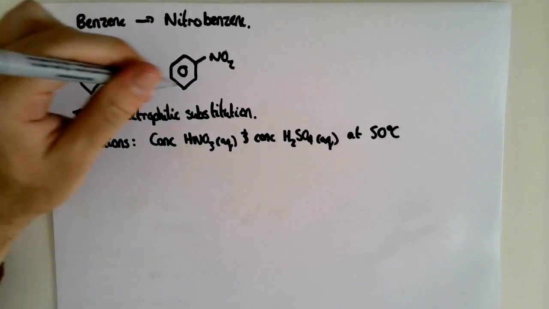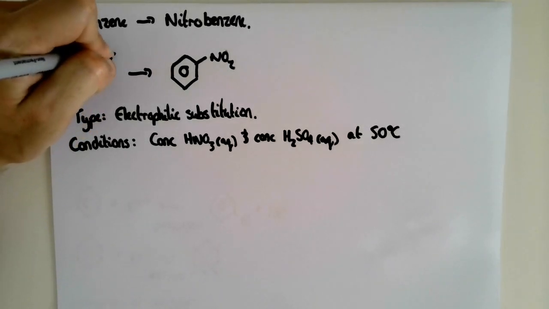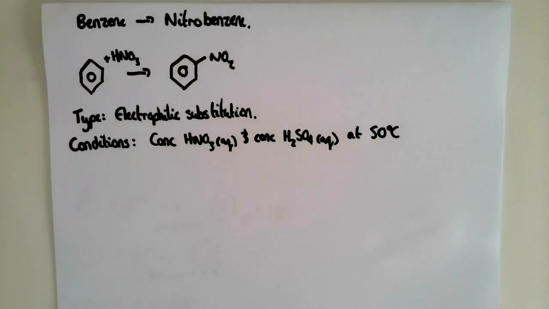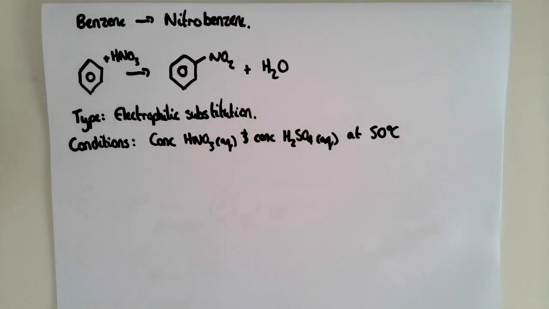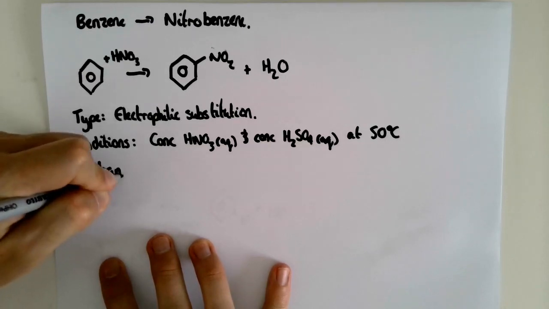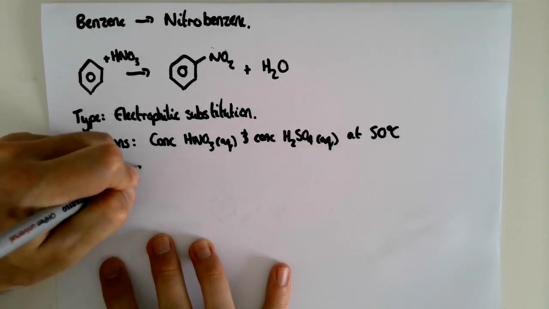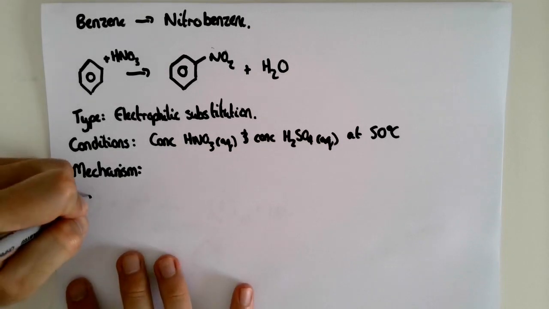Now this obviously isn't balanced, so if I wanted to balance it, I would have HNO3 reacting, and the side product here would be water. Okay, so we've got a substitution reaction happening where we're nitrating benzene. Now for all this, you need to know the mechanism for the reaction. So what on earth is the mechanism for this reaction? How does this take place in terms of the movement of electrons? Well, there's 3 parts to it.